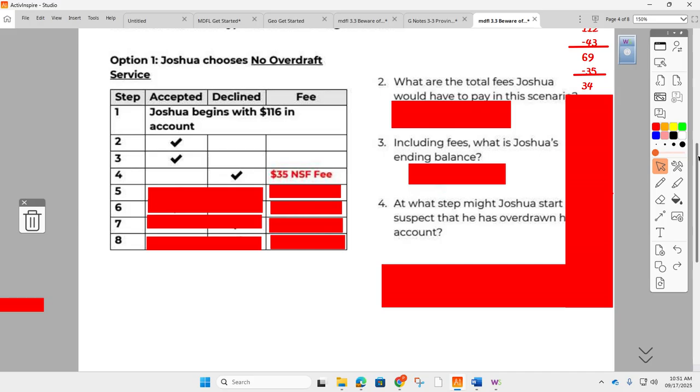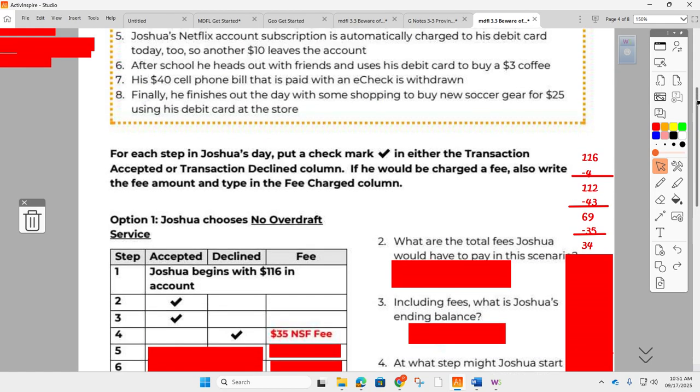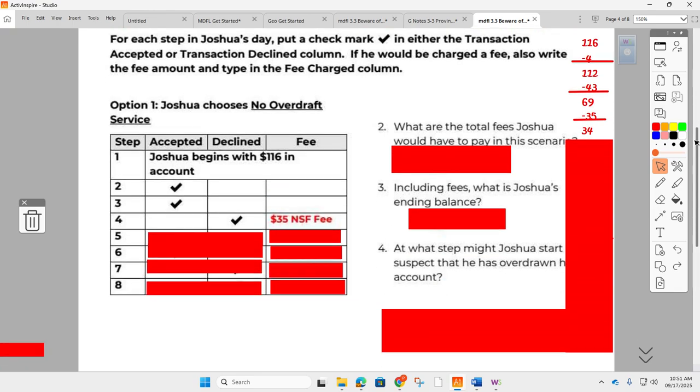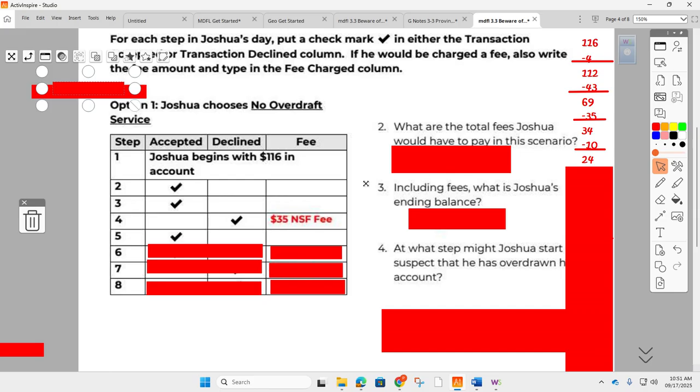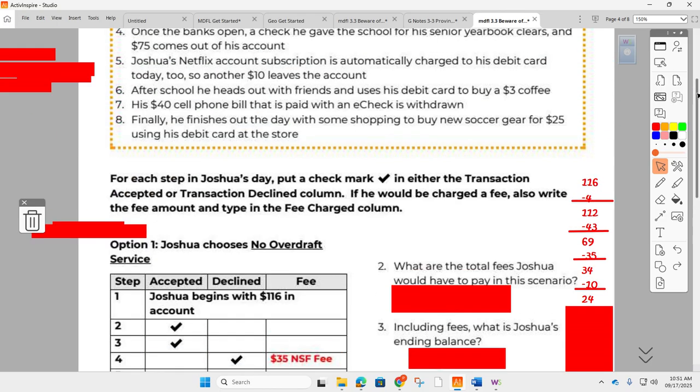So transaction 5, he's got an auto payment on for his Netflix, as we all do, I'm sure. Now his auto pay comes in. Are they going to pay his Netflix? Yeah, he's got $34 in there. So they're going to pay it. He's down to $24. No, there's no fee. He still has a positive balance in his account because they did not pay for his yearbook. The next one, any questions so far?